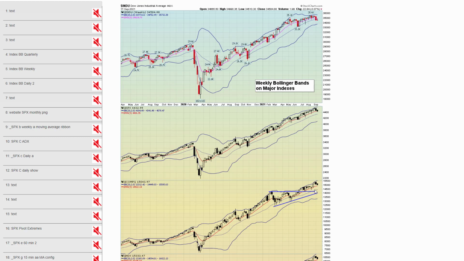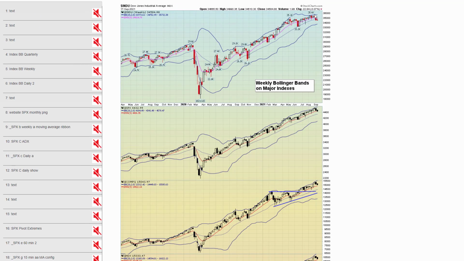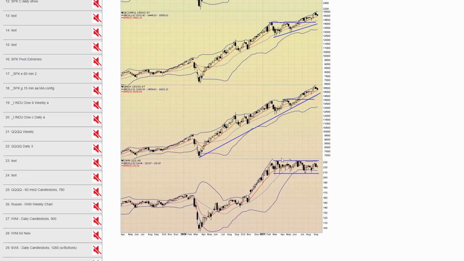So again, we've had essentially 2 down weeks in a row, which matches seasonality. We've actually had 3 down weeks on the Dow. All right. The Russell small caps, IWM here, has been going sideways for about 7 months.